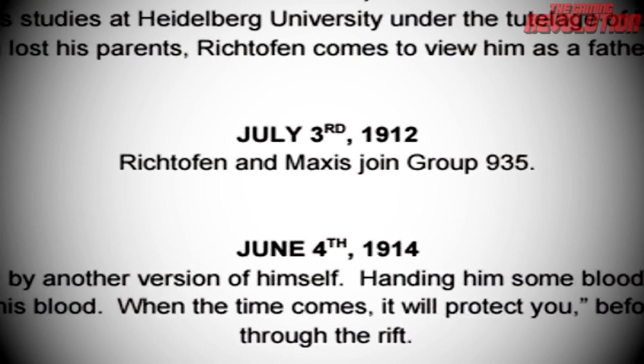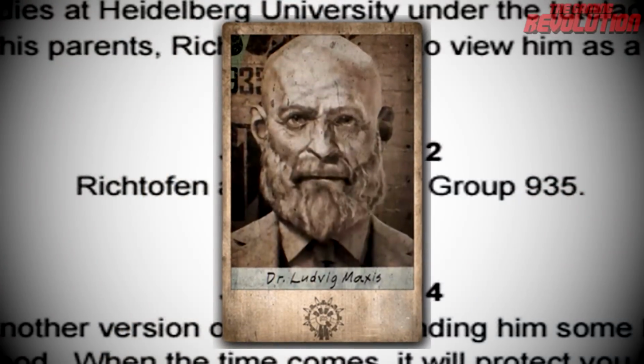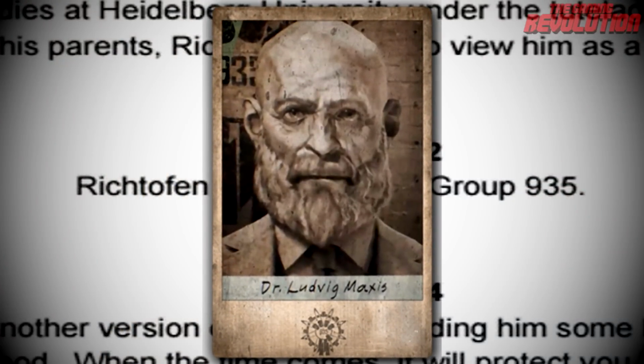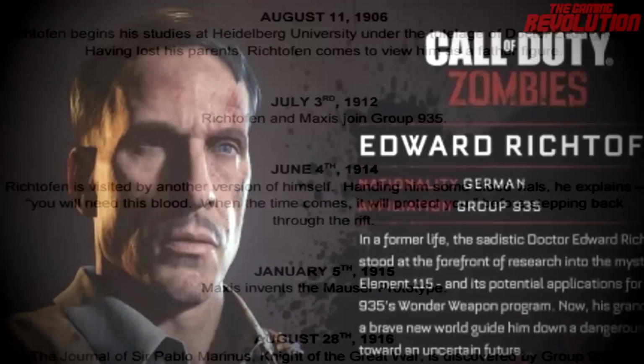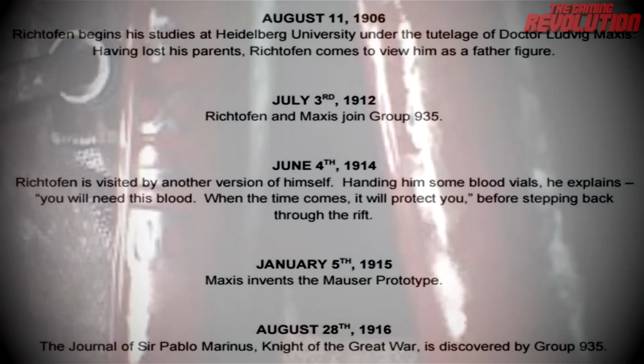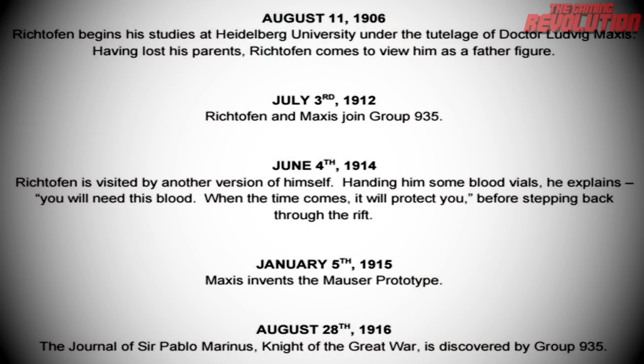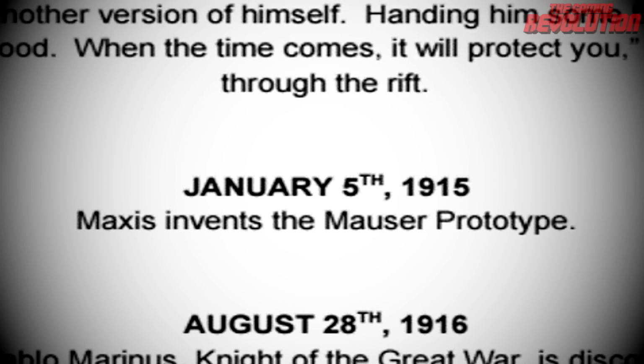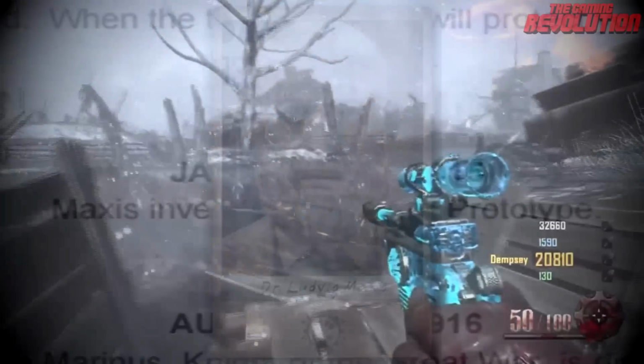On July the 3rd, 1912, Richtofen and Maxis join Group 935. On June the 4th, 1914, Richtofen is visited by another version of himself, handing him some blood vials. He explains, "You will need this blood. When the time comes, it will protect you," before stepping back through the rift. On January the 5th, 1915, Maxis invents the Mauser prototype.